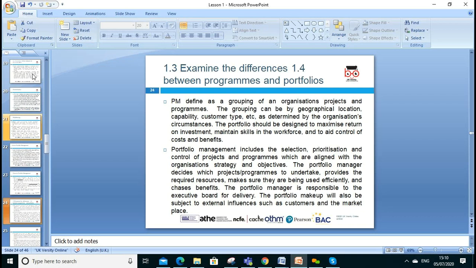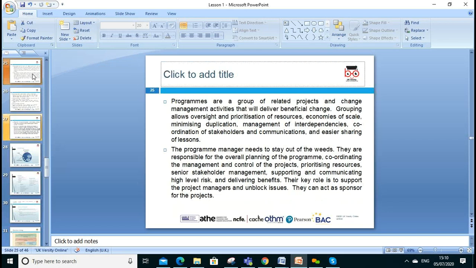Okay, then example 1.3: examine the difference between programs and portfolios. PM defines the grouping of the organization's projects and programs, and grouping can be by geographical location or capabilities. Portfolio management includes the selection, prioritization and control of projects and programs which align with the organization's strategy and objectives. The portfolio manager decides which projects and programs to undertake and provides the resources we need to be managed. So the portfolio manager is responsible for chasing the benefit, and is responsible to the executive board and delivery.